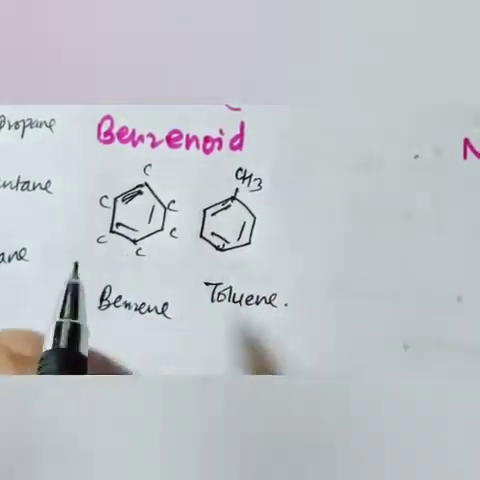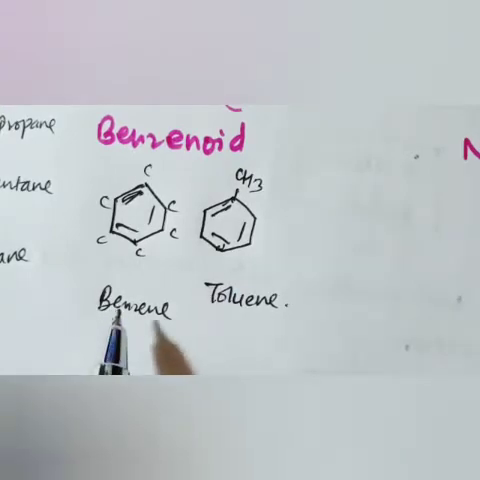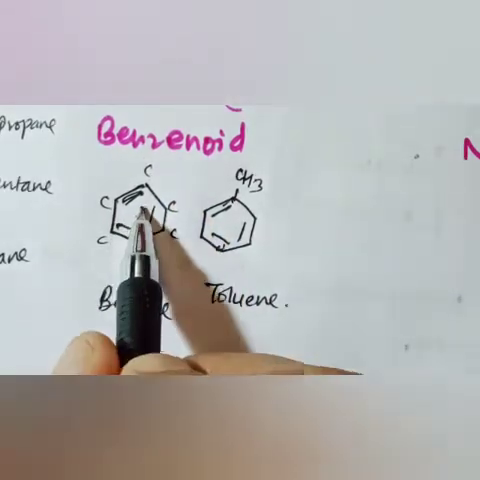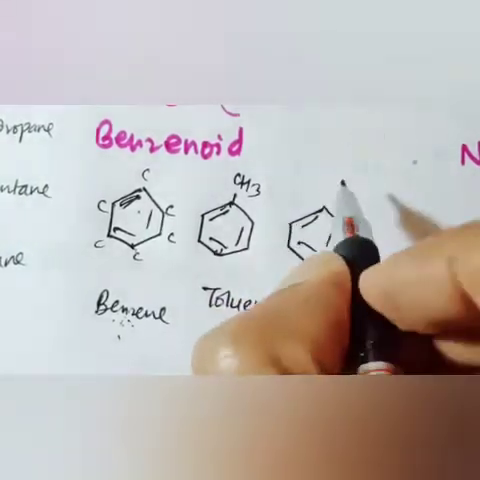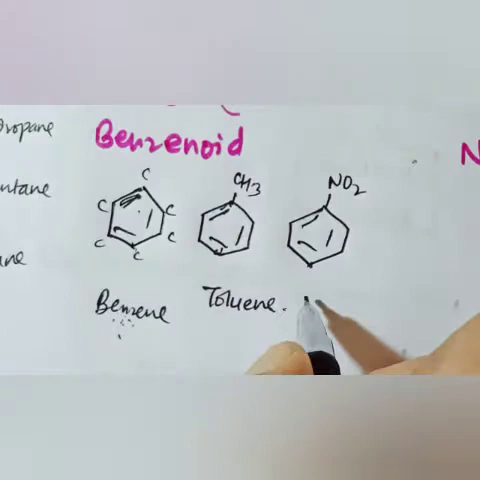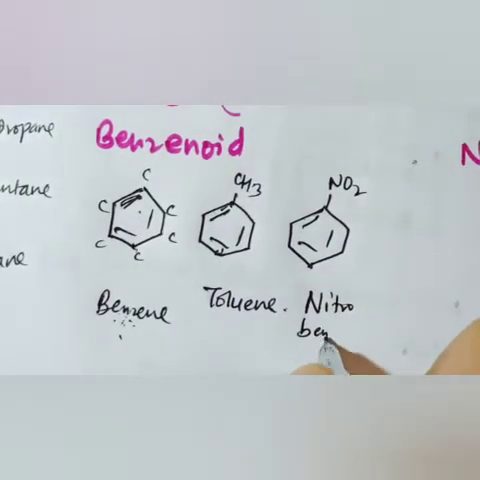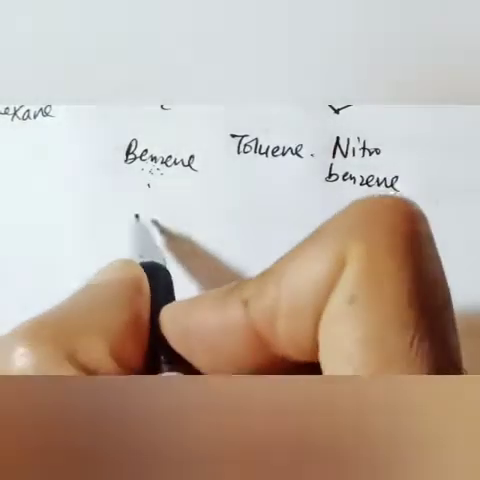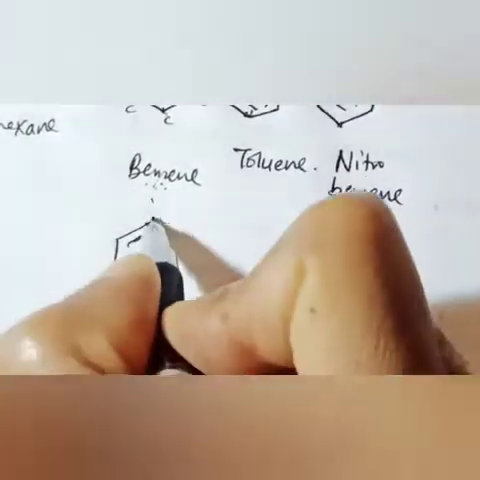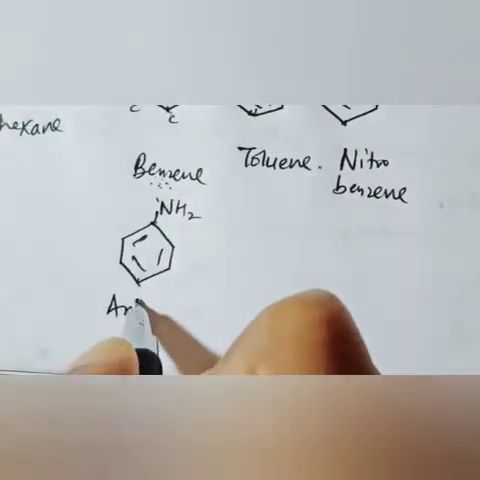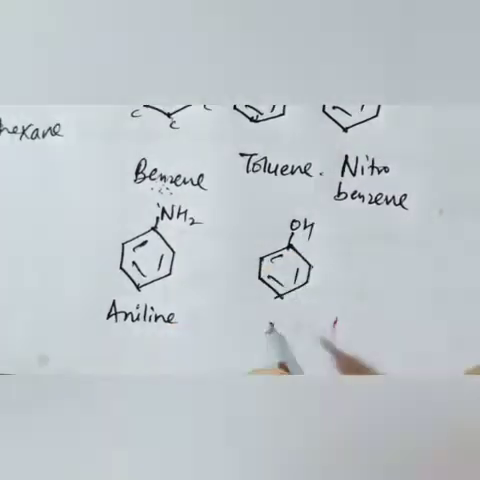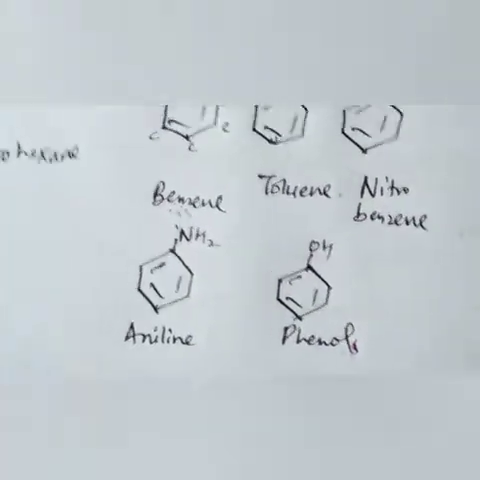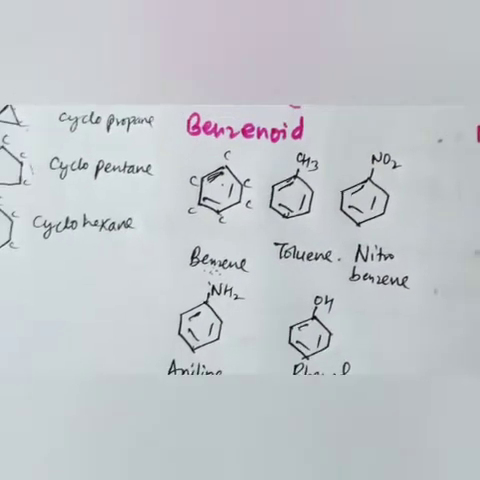Now whatever I am drawing, whatever structure I am making, just make sure, dear student, you must know the nomenclature. The name of benzene is this. Benzene can be drawn like this, toluene can be drawn like this. Then one more we have, benzene is the same, but when the functional group is changed to NO2, the word will become nitrobenzene. Similarly, some more examples: same benzene, then NH2 is there. Now the word becomes aniline. Then again OH, phenol. These are some of the examples of benzenoid aromatic rings.